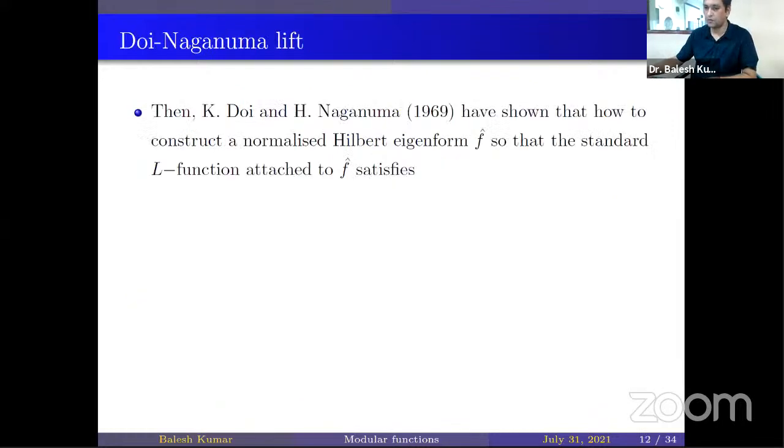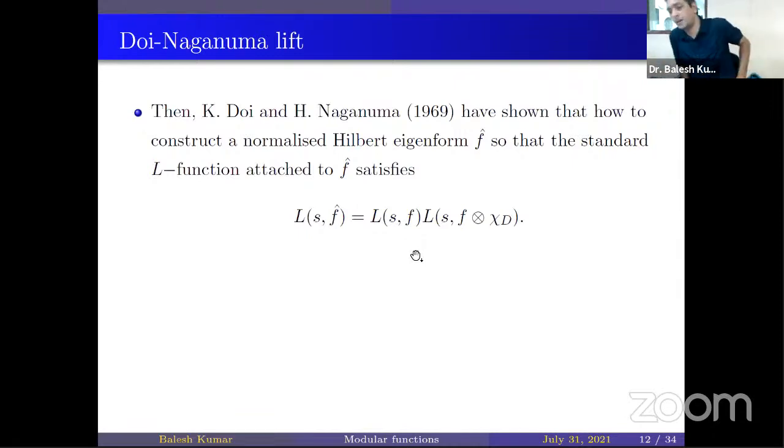And so in 1969, Doi and Naganuma had shown how to construct a Hilbert eigenform f hat so that the standard L-function attached to f hat satisfies the identity that L(s, f hat) factors as L(s,f) times L(s, f tensor chi_d). So this is the question addressed by Doi and Naganuma.